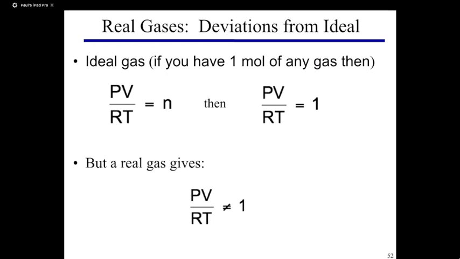All right, the real gas. If you have 1 mole of any gas, then if you take the pressure times the volume divided by RT, you should equal 1. But in a real gas, if you take those 3 measurements, the pressure, the volume, and the T, and you do the calculation, it doesn't equal 1.